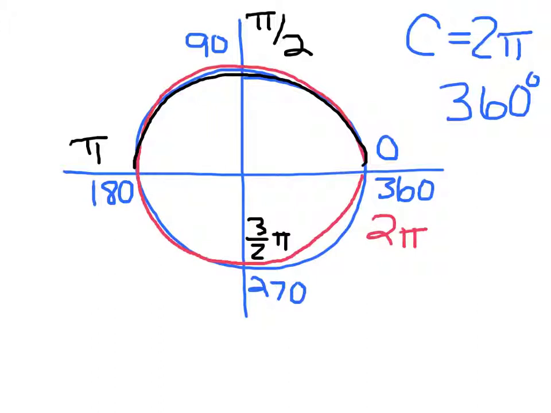You'll have to be able to know what the exact values of all of the radian measures are for every multiple of 90, every multiple of 45, and every multiple of 30 and 60. This is a unit circle. In a unit circle, the radius is equal to 1.